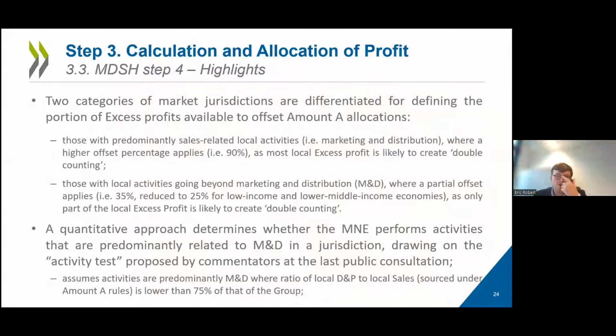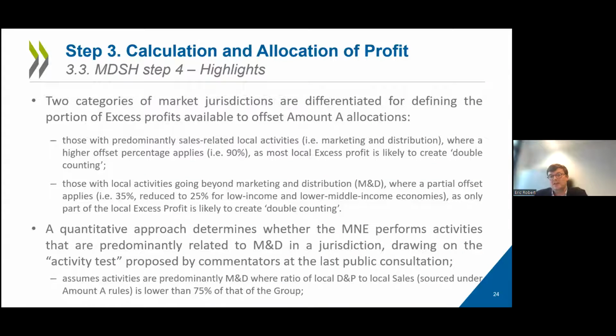For the other category of jurisdictions, in contrast, where basically the conclusion is that there are activities in the jurisdictions that go beyond just marketing and distribution, the offset percentage is lower. 35% as a standard percentage, potentially reduced to 25% for low income and lower middle income economies.